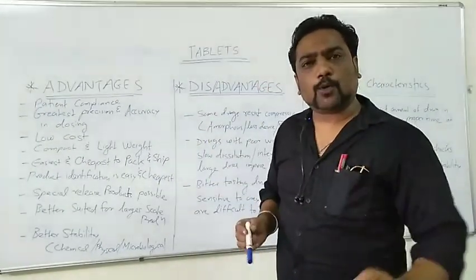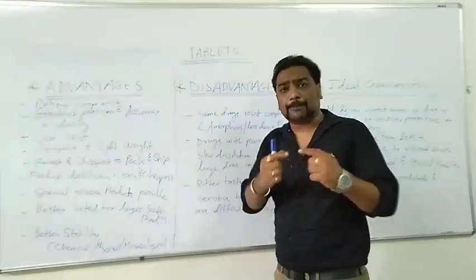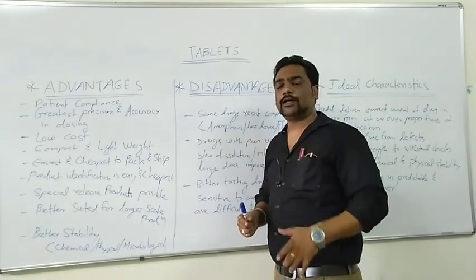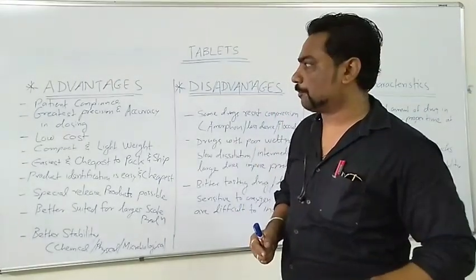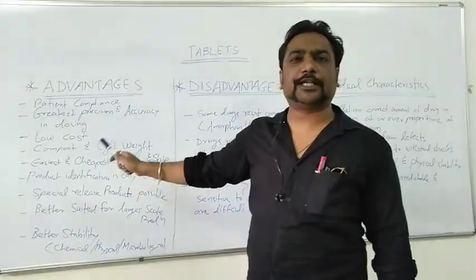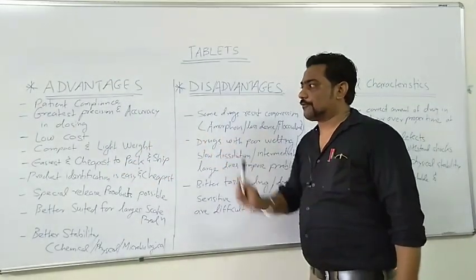Then, tablets provide the greatest precision and accuracy in dosing. So, dosing precision and accuracy, the exact amount of the dose can be delivered by using the tablet dosage form. This is the most important advantage. Cost of manufacturing is very low. This is a main advantage of the tablet.